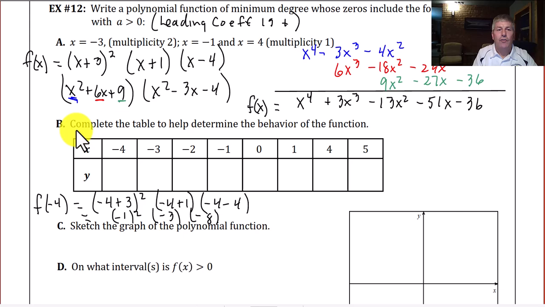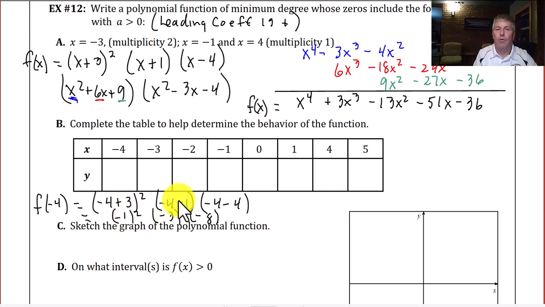The next thing we're asked to do is to complete the table to determine the behavior of the function. So we'll have a bunch of ordered pairs and we can take a look at that function. So we can put our x's into our function and find our y's. Now normally we would put our x's into this long polynomial function here. But you actually might find it easier to put some of these values into the factored form, as I've done below. So if I put negative 4 into the factored form, I have negative 4 plus 3 quantity squared, which is negative 1 squared, which is 1.